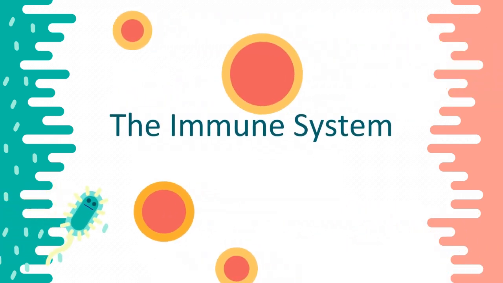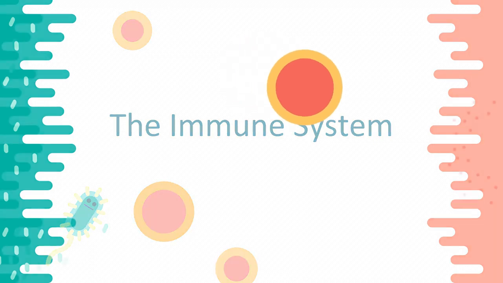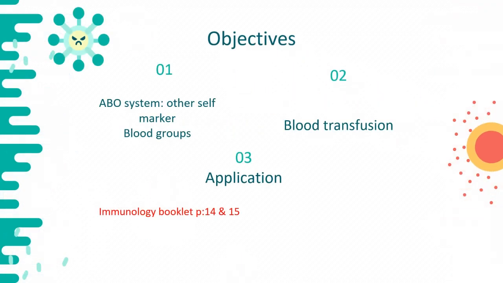Today, we're going to keep learning about the immune system, looking at the ABO system, which is another self-marker, blood groups, and how blood transfusions work. Then we'll go through some examples to apply this concept.